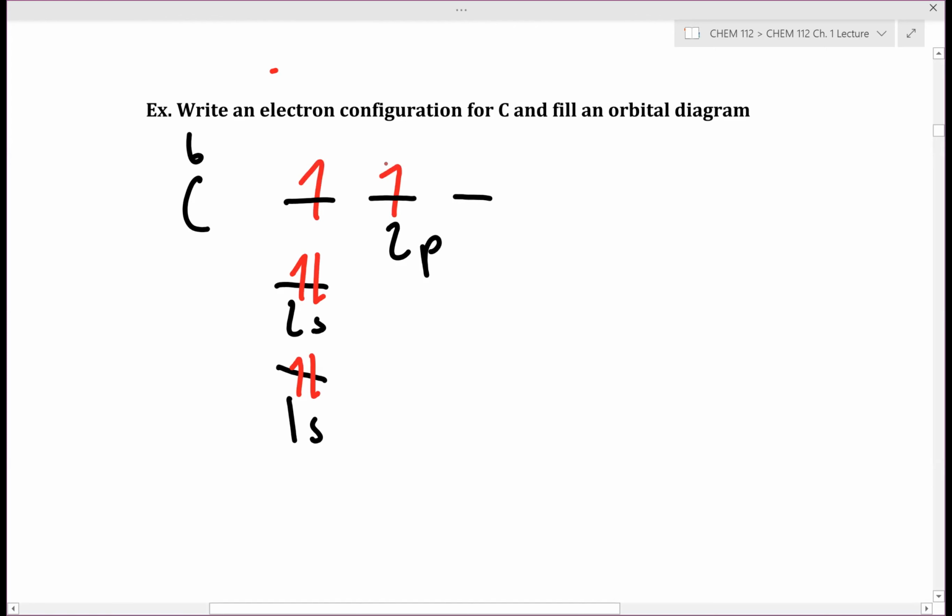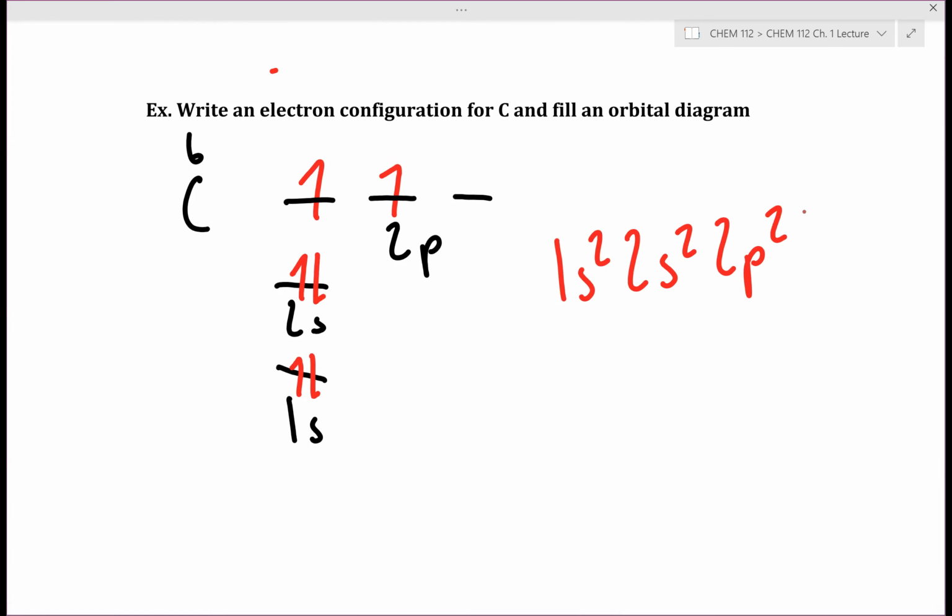Perfect. And if we were to write a configuration for this, would someone like to volunteer a configuration for carbon? 1s2, 2s2, 2p2. Yep, exactly right. Perfect. Okay, awesome. Now we're ready to continue on if we don't have any other questions.